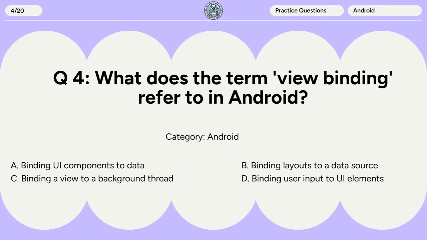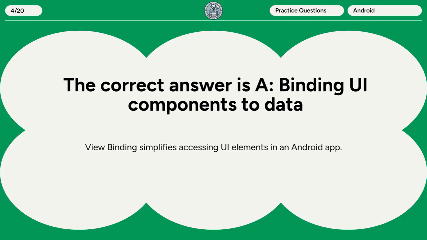Question 4. What does the term view binding refer to in Android? A. Binding UI components to data. B. Binding layouts to a data source. C. Binding a view to a background thread. D. Binding user input to UI elements. The correct answer is A. Binding UI components to data. View binding simplifies accessing UI elements in an Android app.